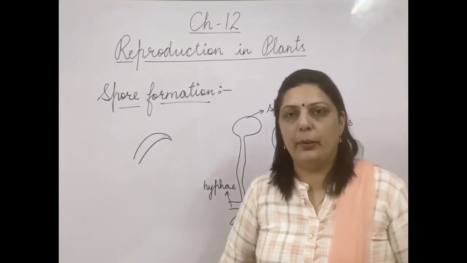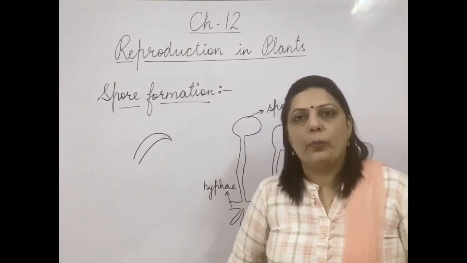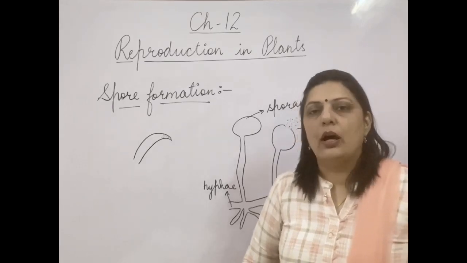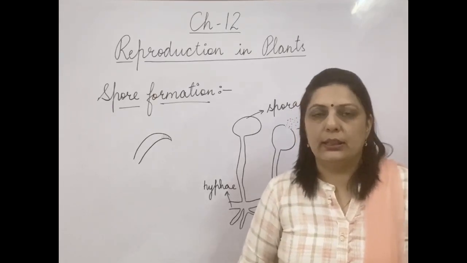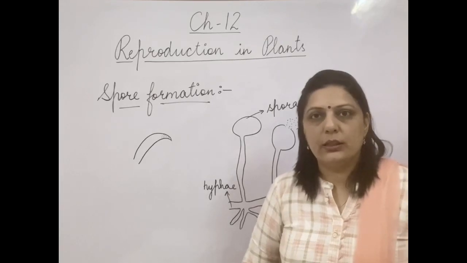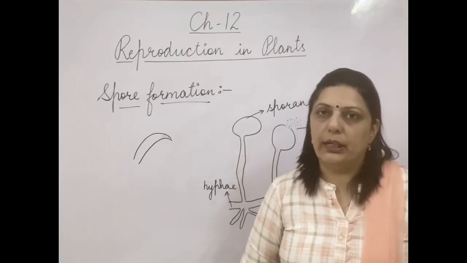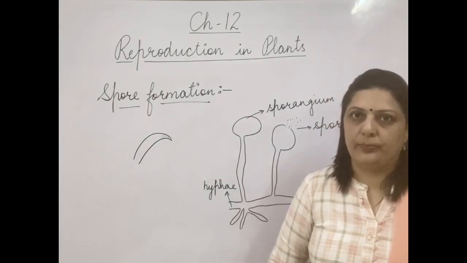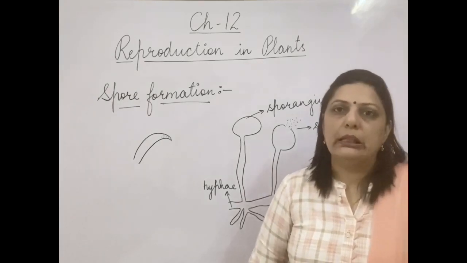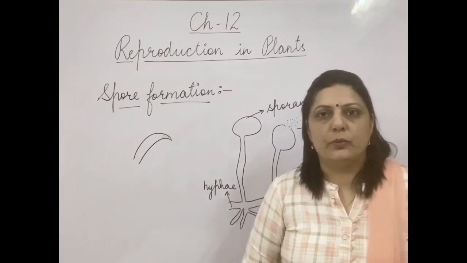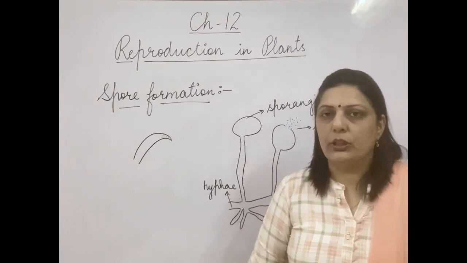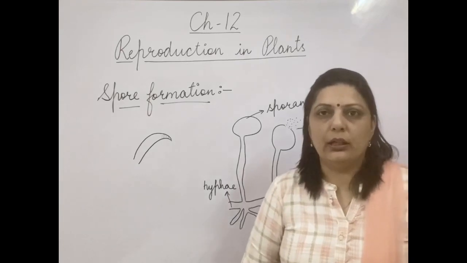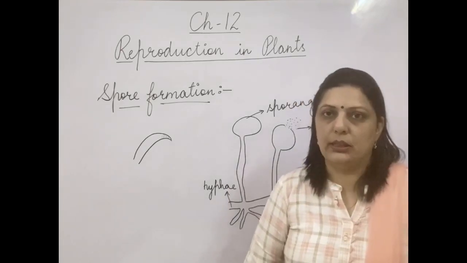Now, in this topic, we have discussed 4 modes of asexual reproduction in detail. We have read about vegetative propagation, budding, fragmentation as well as spore formation. Hope the topic is clear to you. What are the different types of asexual reproduction in plants? And in the next topic, we will be reading about sexual reproduction in plants in detail.